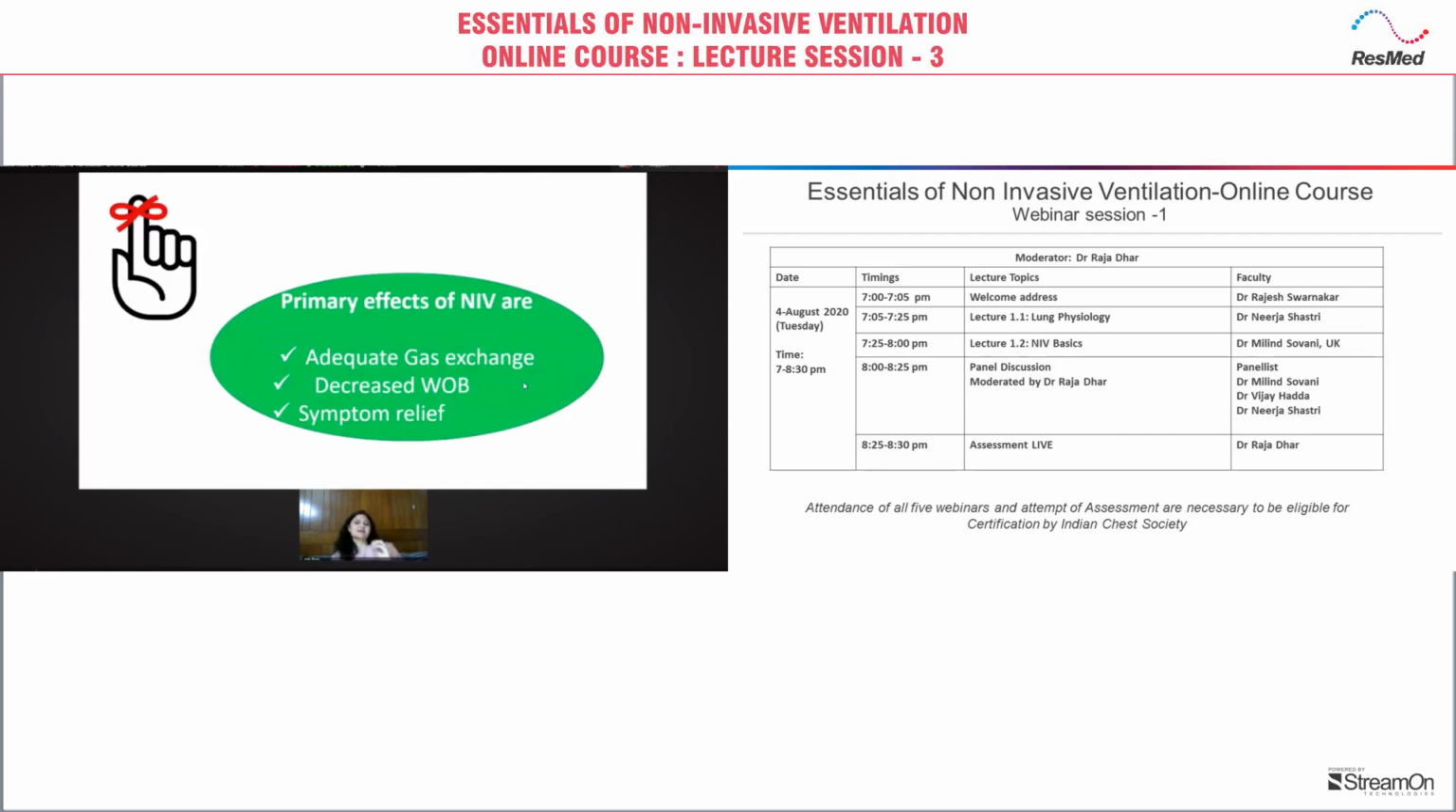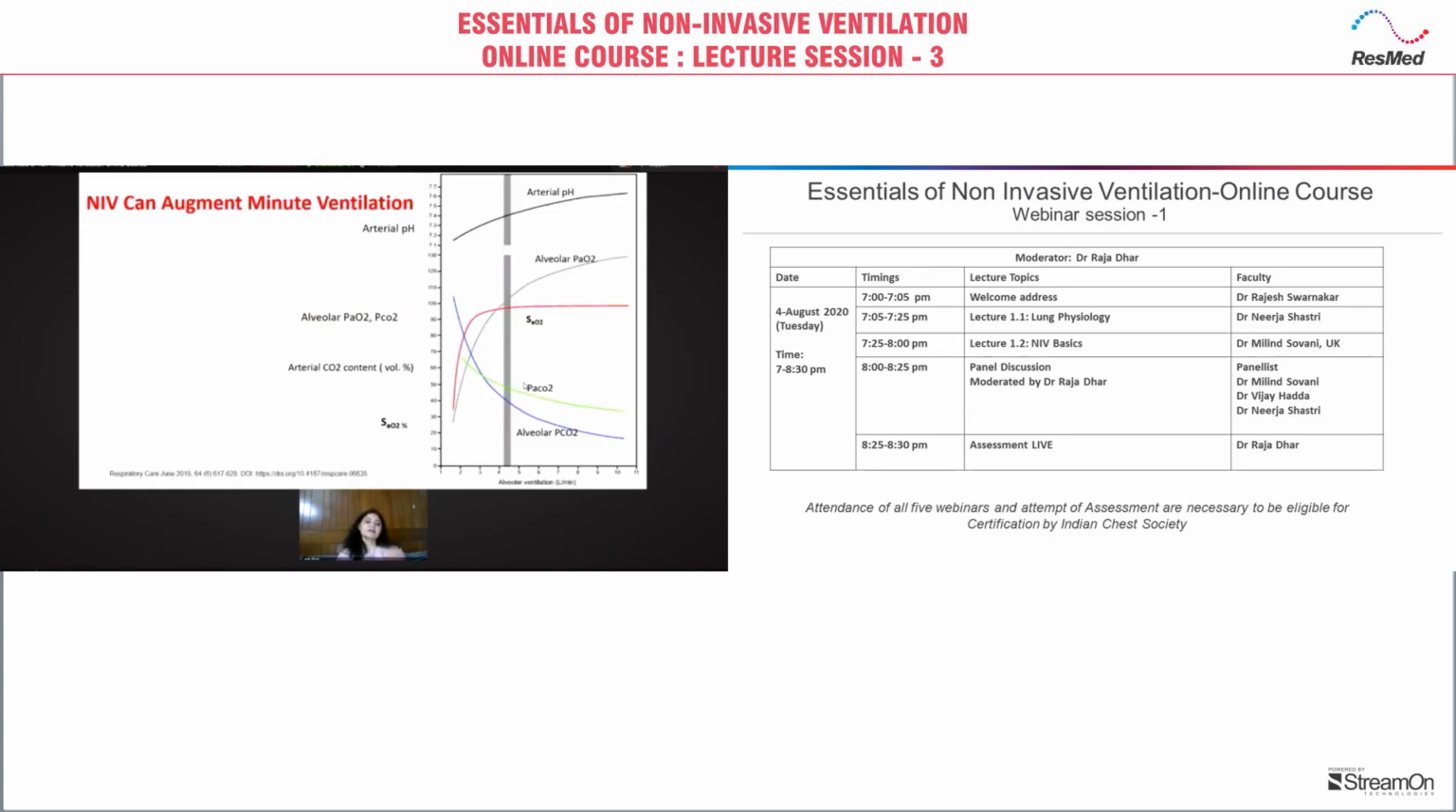So to understand the effect of NIV, ultimately there are three things. We need adequate gas exchange, we need decreased work of breathing, and symptom relief. These are the major ones. I'm not excluding the other effects, but to simplify it, this is how I would do it. Now, first is your gas exchange. How do you do that? You need good ventilation and perfusion.